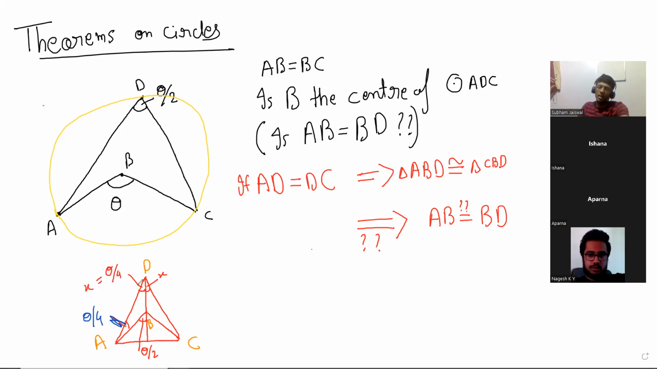Again, Aparna earlier gave this argument, about internal angles equal to the external opposite angle. So this is that same argument, right? So that has to be also theta by 4 and AB equal to BD. So this case is fine. And if it's not fine, then you should say.